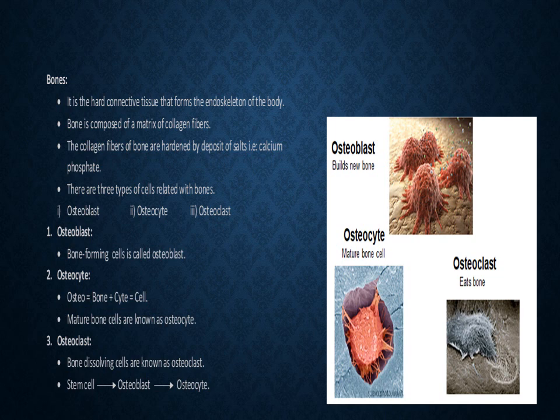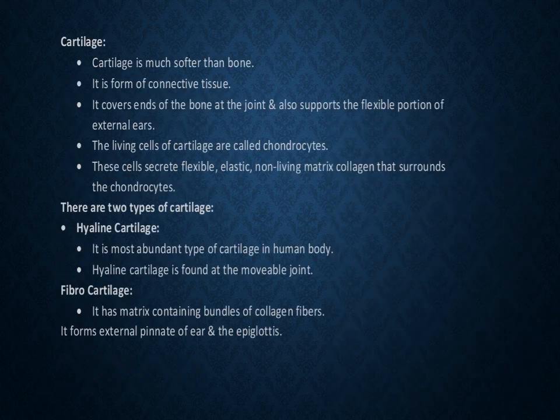These three types are shown in this figure also. These are the osteoclasts, these are the osteoblasts, and these are the osteocytes of bones. What is an osteoblast? These are the bone forming cells, known as osteoblasts. Mature bone cells are known as osteocytes. Osteoclasts are bone dissolving cells. How bone forms in three steps: stem cells, osteoblast and osteocyte.